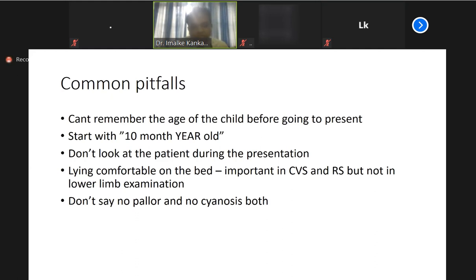And also don't say "no pallor, no cyanosis" both, right? So in cardiovascular system examination, if you can say child looks pink and no cyanosis, that's all, right? Because these are opposite things.